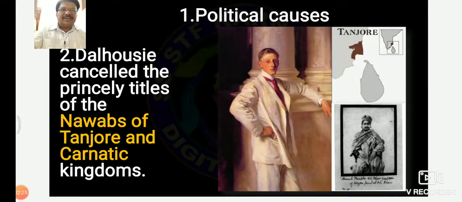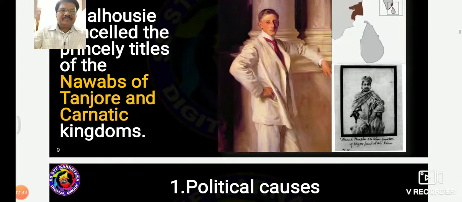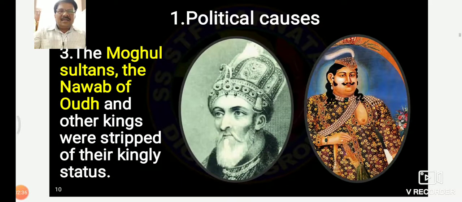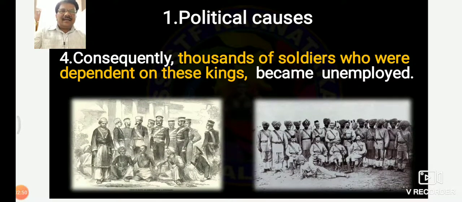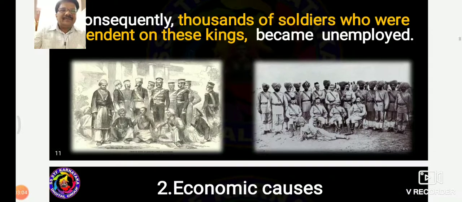Dalhousie, British Governor General, cancelled the princely titles of the Nawabs of Tanjavur, Carnatic regions. The Mughal Sultans and Nawabs of Oudh, their kings were stripped of their kingly status. Finally, another important political cause is that thousands of soldiers who were dependent on these kings became unemployed. They resented the British. This led to the Mutiny 1857.